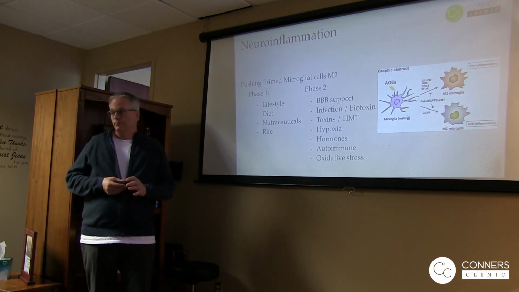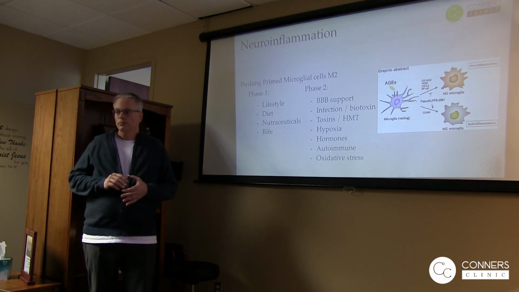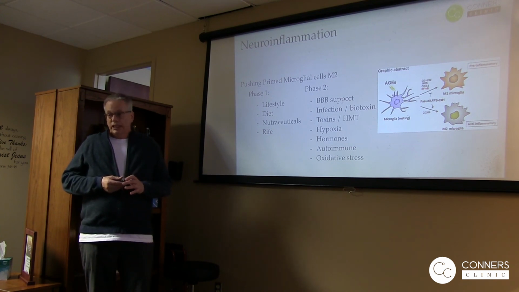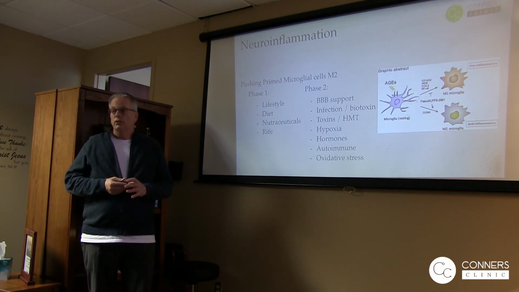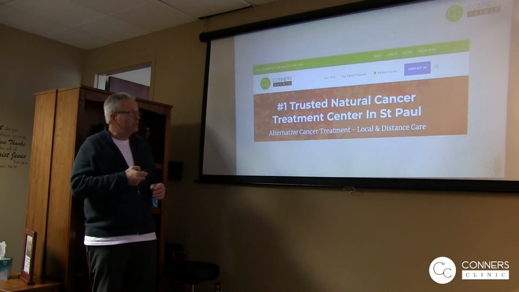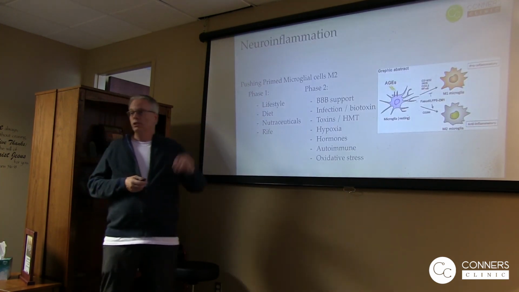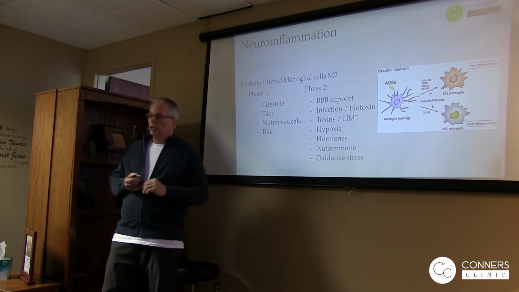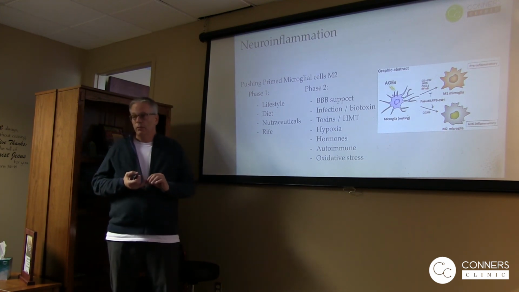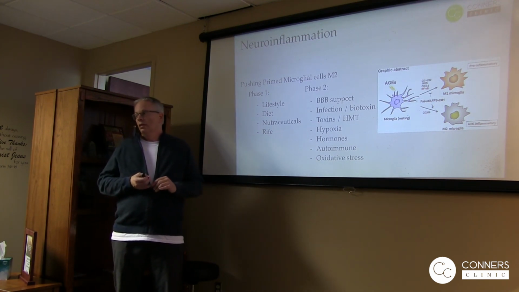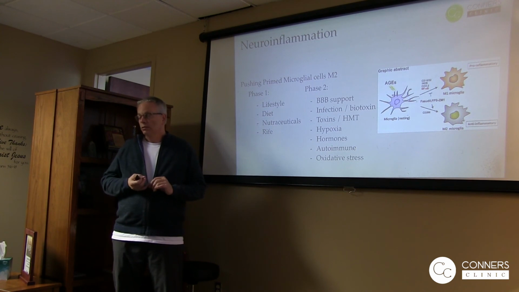Questions? Blood-brain support? To support the blood-brain barrier? Ginkgo is really good to support the blood-brain barrier. Vinpocetine is very good. Vinpocetine is very good to support the blood-brain barrier. Those are two really good things for blood-brain barrier support. Helps build astrocyte support. Resveratrol?